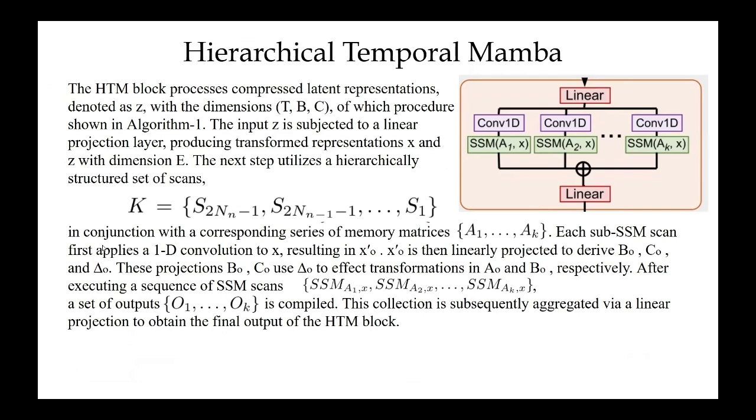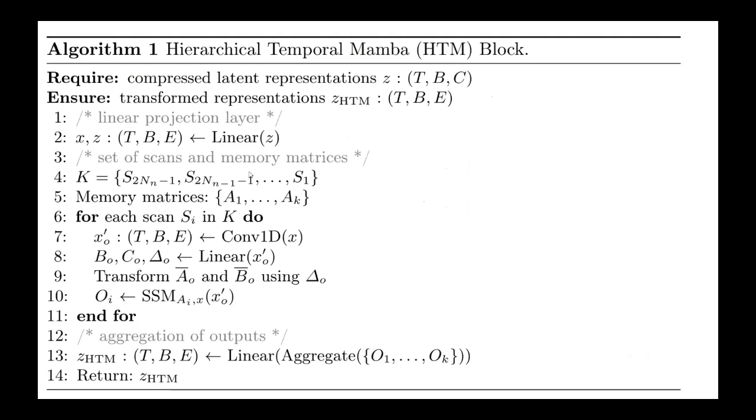Each sub-SSM scan first applies a 1D convolution to X, resulting in X dash o. As you can see, we are doing the scans this number of times, basically K. For each scan, first we will pass the X to a convolutional 1D layer. Why we are doing this convolution is because it provides local context before applying SSM. It will convert into the same dimension only, TBE, X dash o, but it will capture the local context.